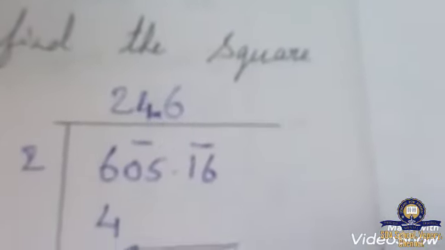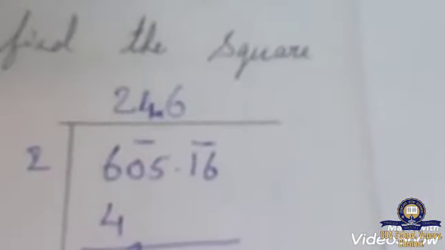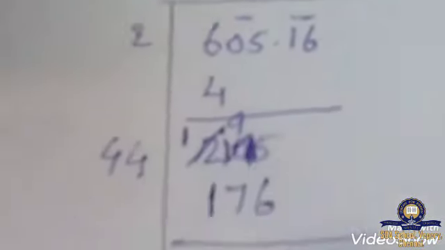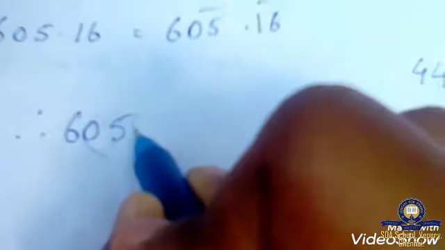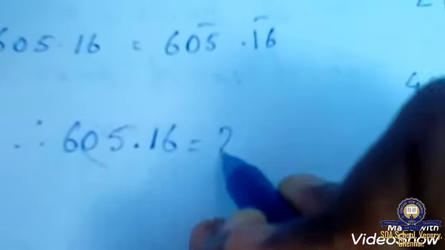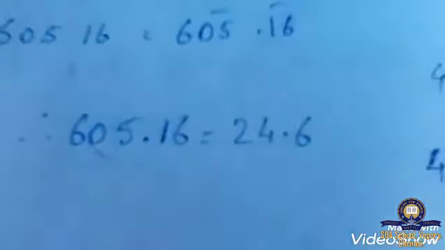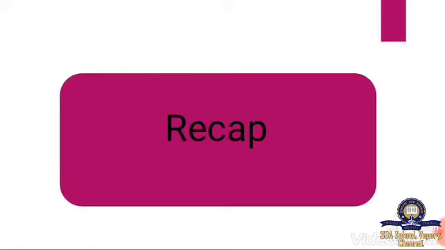So we get, keep the point as a decimal. So our answer is 24.6. Therefore, the square root of 605.16 is equal to 24.6. That is your answer. Now let's see a quick recap of whatever we learned in this class.